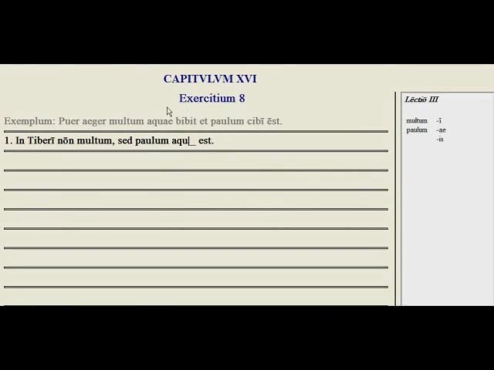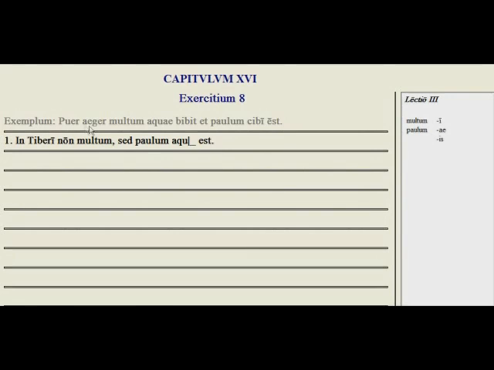Here we have practice with the partitive genitive, where we have multum, much of something, plus the genitive, or paulum, very little of something, plus the genitives -ae, -i, and -is. Second declension, first declension, and third declension. So let's look at the example.